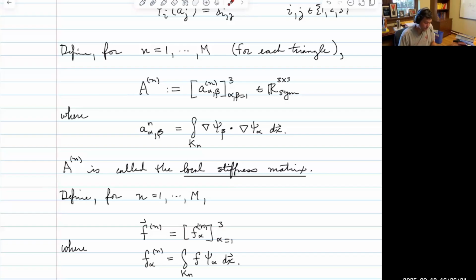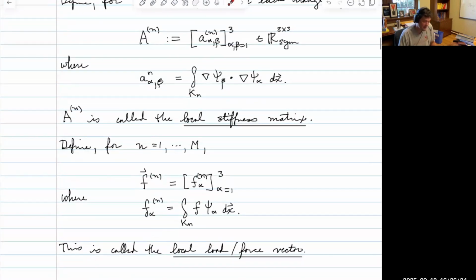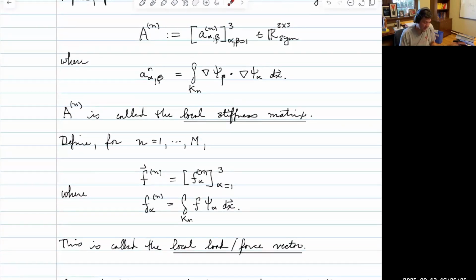For now, let's define one other piece of information. We'll get back to this local stiffness matrix bit. Let's define what we call the local forcing vector, or the local load vector.